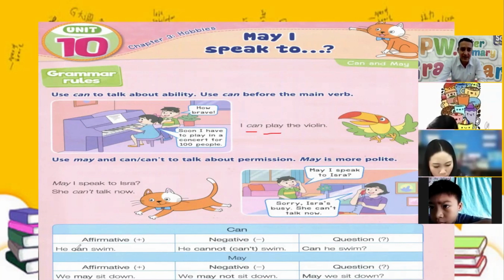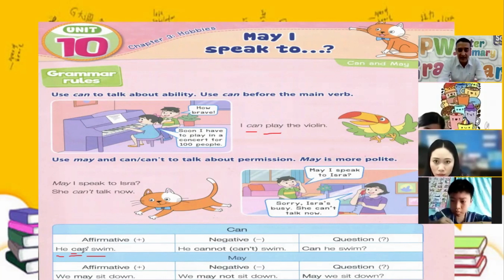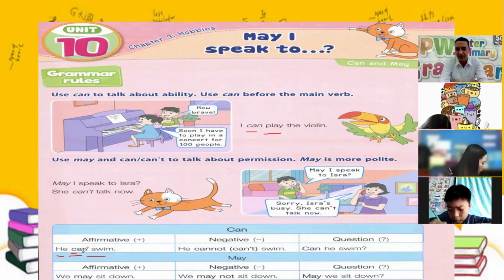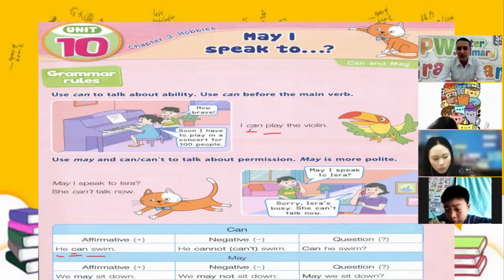Other than that, you can see here another sentence: he can swim, right? So swimming is actually an ability. It's a skill, right? So the main verb is swim. So before swim, we use can. Other than that, for example, you can read. So reading is also an ability, right? So you can read, or let's say she can run fast. So run is the main verb, right? So before the main verb, we use can. Okay. So these are the uses of can.